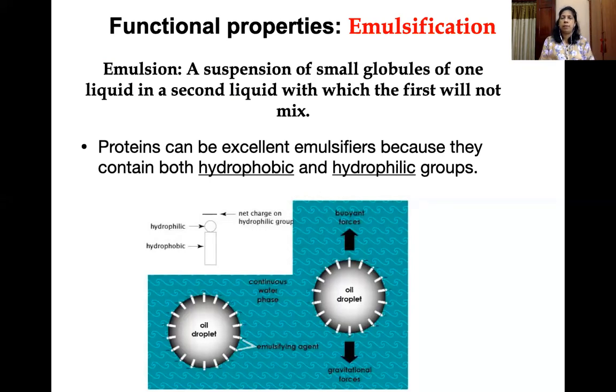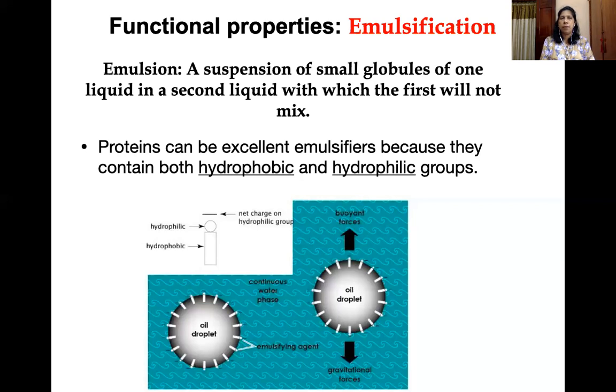The first one, or the major one, is dispersed in the other one. That is what we call the emulsion. Proteins can be excellent emulsifiers because they contain both hydrophobic and hydrophilic groups. As I mentioned earlier, that is why protein can act as an emulsifier. So why does it have hydrophobic and hydrophilic groups?